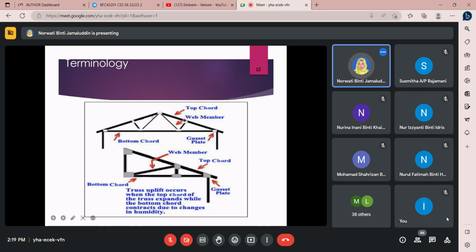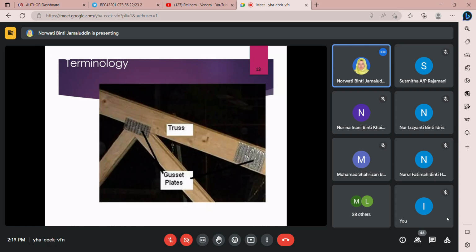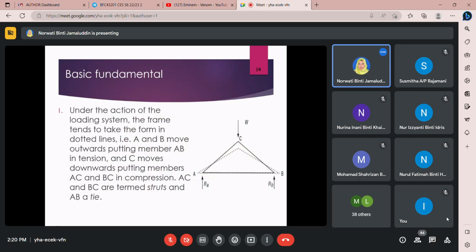Top chord, bottom chord, like I said, vertical member and also incline member, also known as web member, meaning the internal member. This one just wants to show you what a gusset plate is. This one is showing you a timber truss.